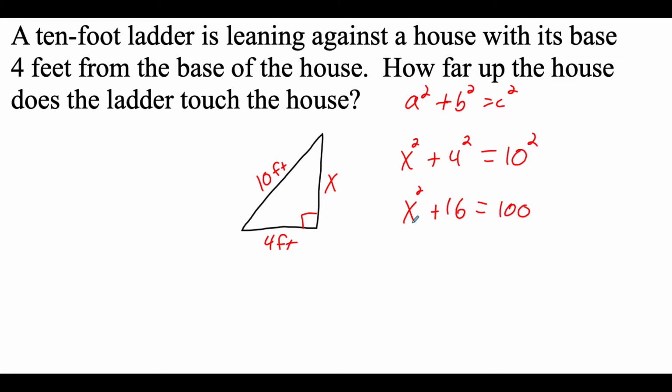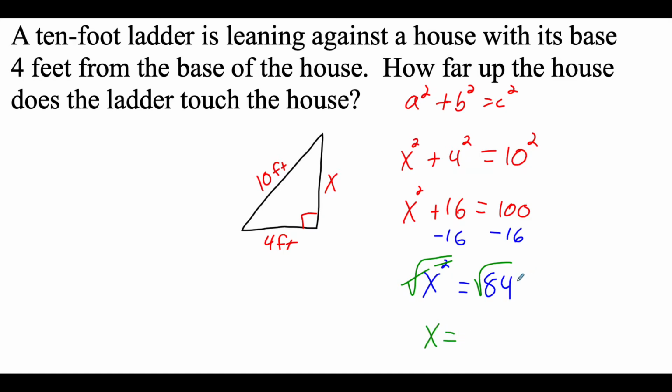Now I want to work on getting x alone. Right now I see this plus 16, so I'm going to subtract 16 on both sides. So we're going to get x squared equals 84. And I want to get x alone. Right now we've got that squared power on it. So I'm going to square root both sides. So on the left-hand side, the squared and the square root cancel out. So we just get x equals.